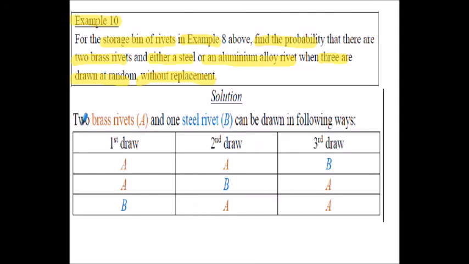So in the table below, brass rivets are labelled as A, steel rivets labelled as B. So we're talking 2 brass rivets. In the 3 draws, we could have a brass rivet on the first draw, brass rivet on the second, and then a steel on the third. Or we could have brass rivet on the first, steel on the second, brass on the third. Or we can have the steel rivet on the first, the brass on the second, the brass on the third. Those are our various options for drawing 2 brass rivets and 1 steel rivet.